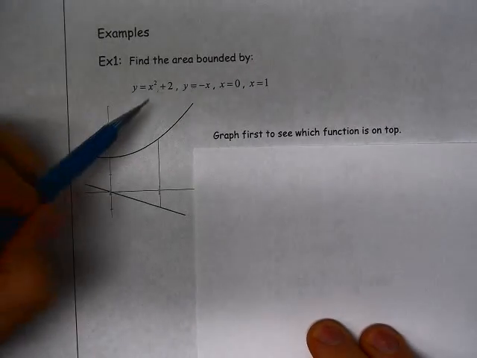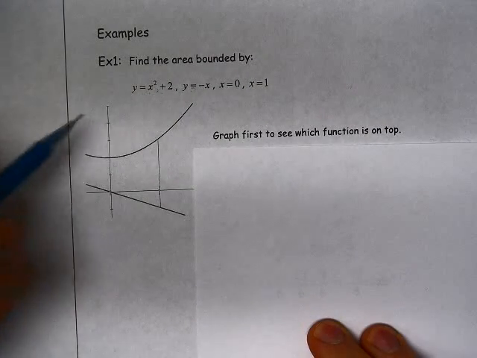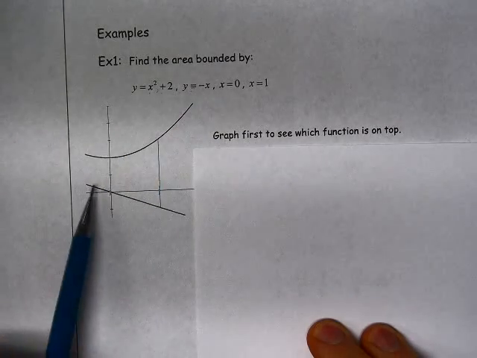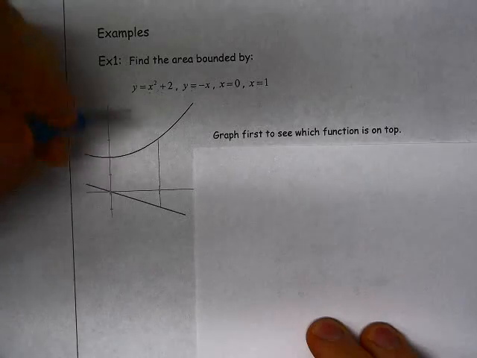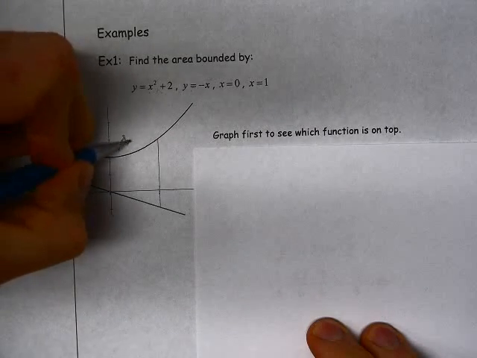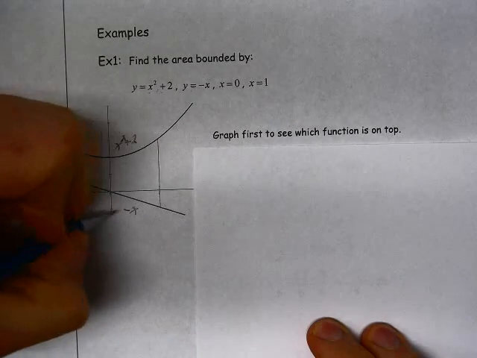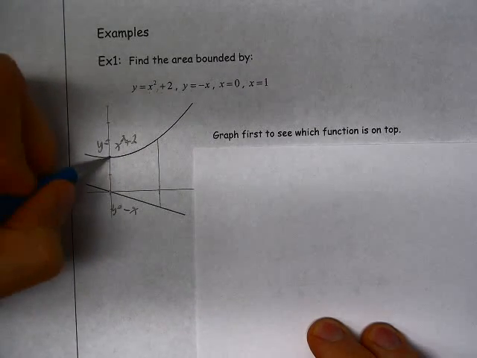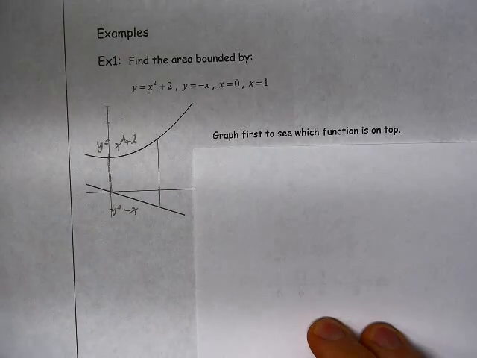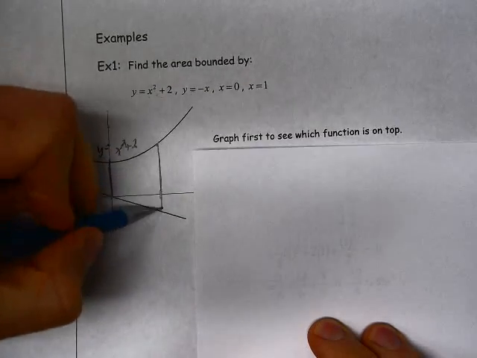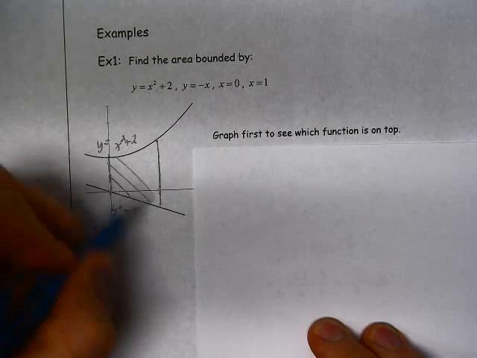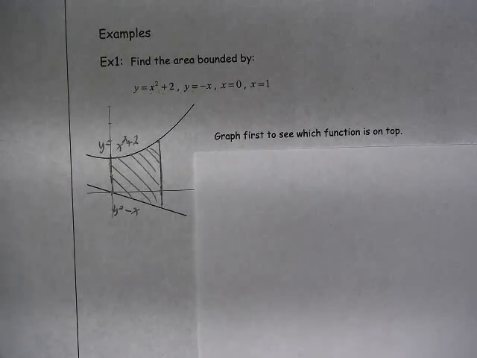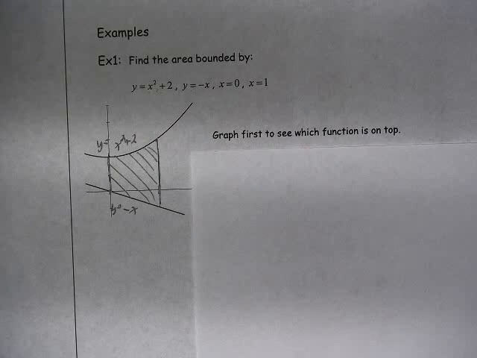So I do that. I have a quadratic here with a y-intercept of 2, opens upward, and I have a linear function here with a slope of -1. Here's my y equals x squared plus 2, and here's my y equals -x. And then x equals 0 is here, and x equals 1 is here. So it's this area that I'm trying to find. This is the area bounded by these four equations.